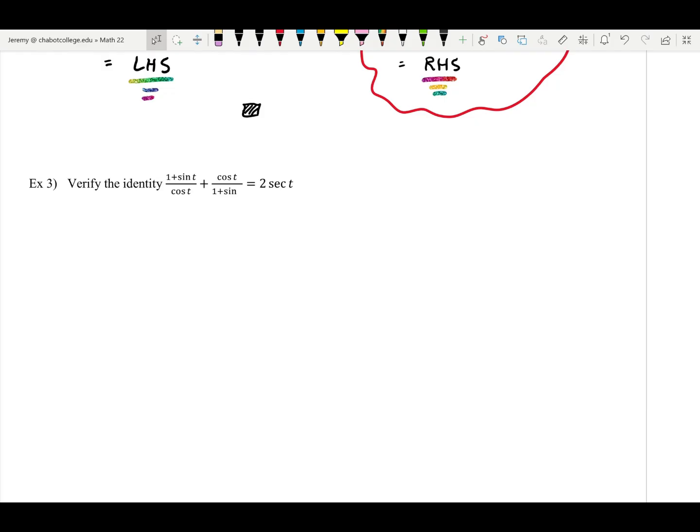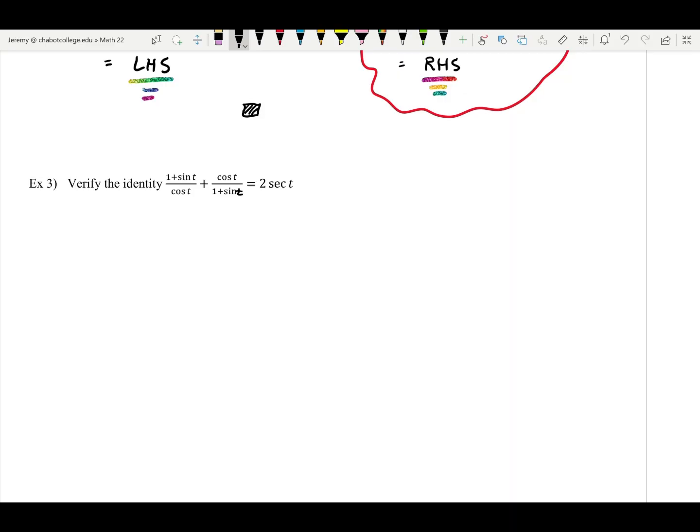Let's look at example 3. We want to verify this identity. There is definitely more happening on this one. (1 plus sine t) over cosine t plus cosine t over (1 plus sine t). Sorry, I don't know why that t got dropped off there. And apparently, supposedly, allegedly, this is equal to 2 secant t.